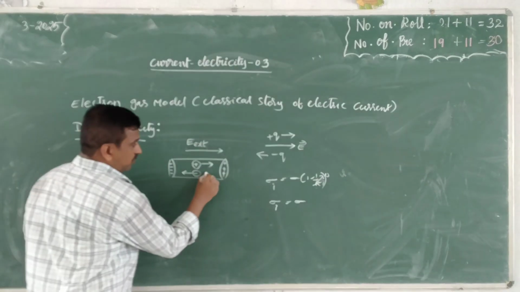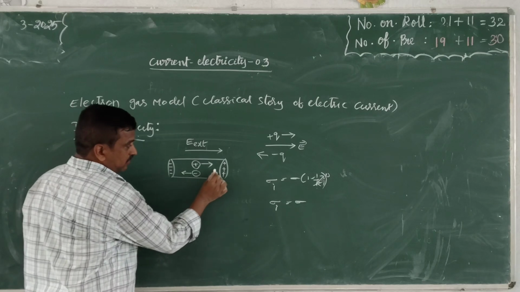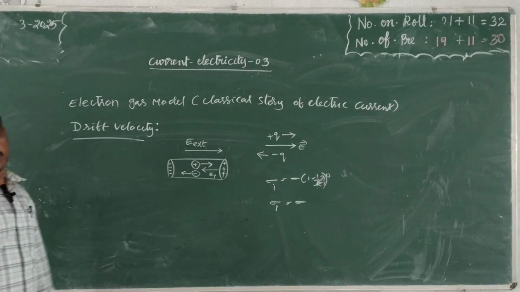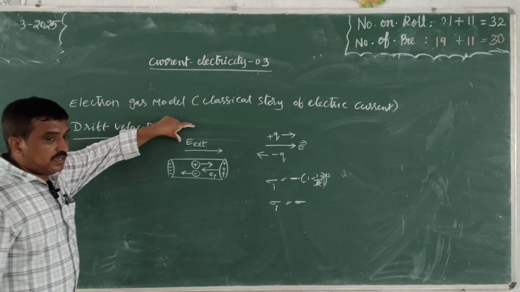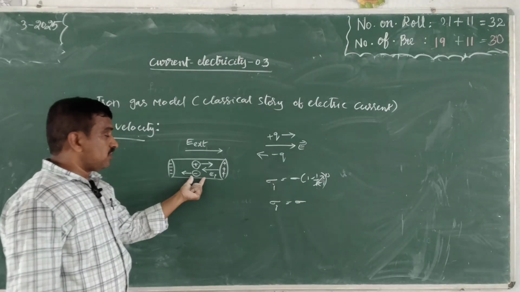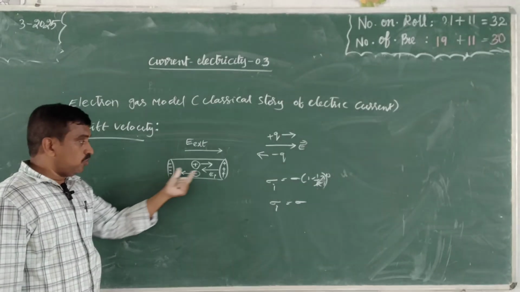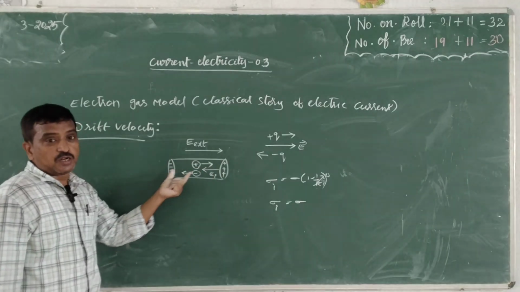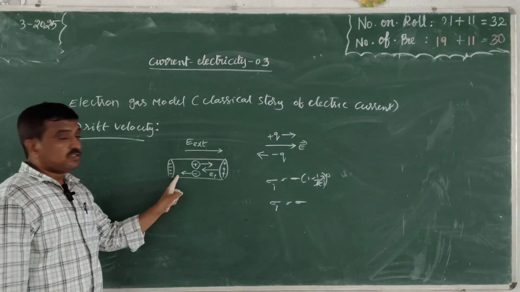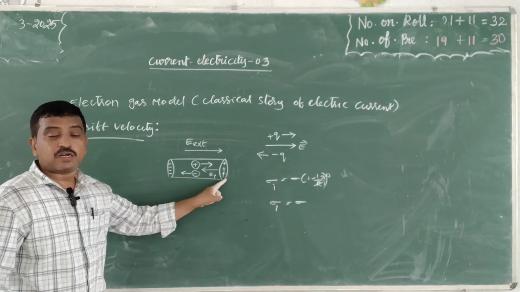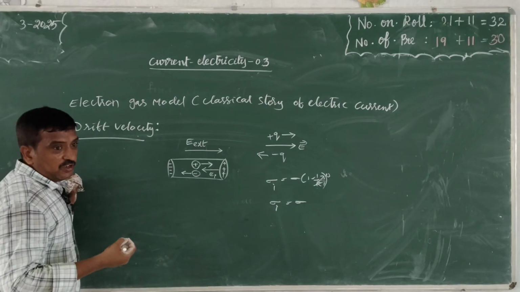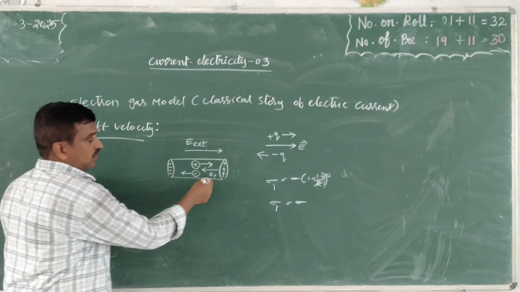Now, what is the electric field inside the conductor? It is from positive to negative, and this is called the induced electric field. Due to the external electric field, positive charges move and accumulate at one end, and negative charges move and accumulate at another end. Due to the accumulation of positive and negative charges at different ends, an electric field is produced. These are induced charges, so the electric field produced is what we call the induced electric field.